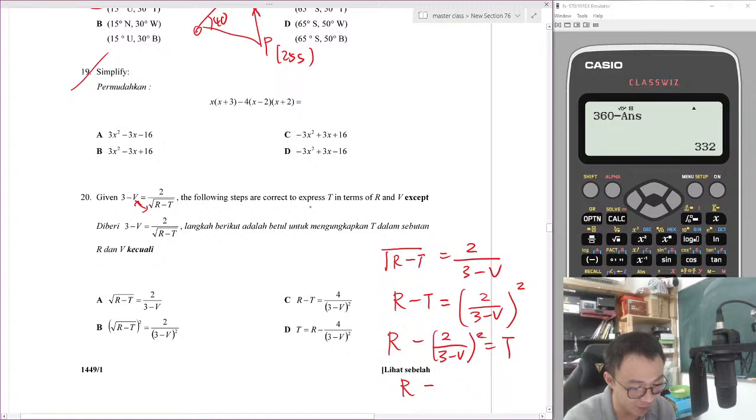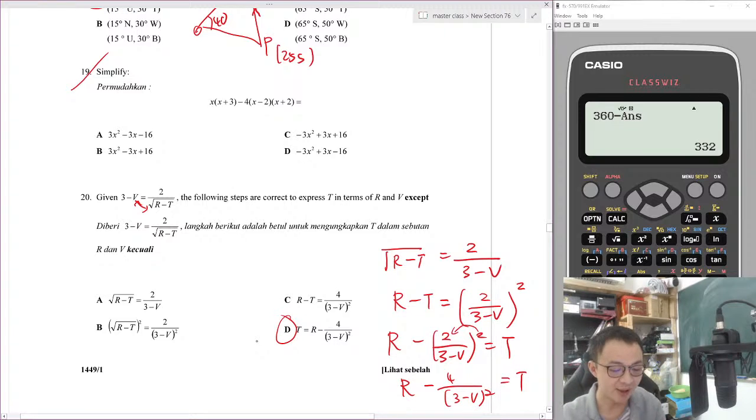Which of the following expresses t in terms of r and v? Yes, it must be t in terms of them. Square both, so 4 over 3 minus v squared equals t. So the answer is D. So not too hard, right?